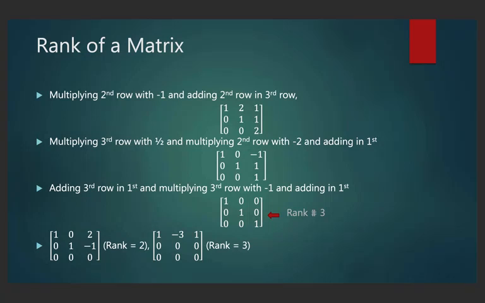Here you can see for the next example its rank is 2 since there are only 2 non-zero rows and the third row is totally 0.